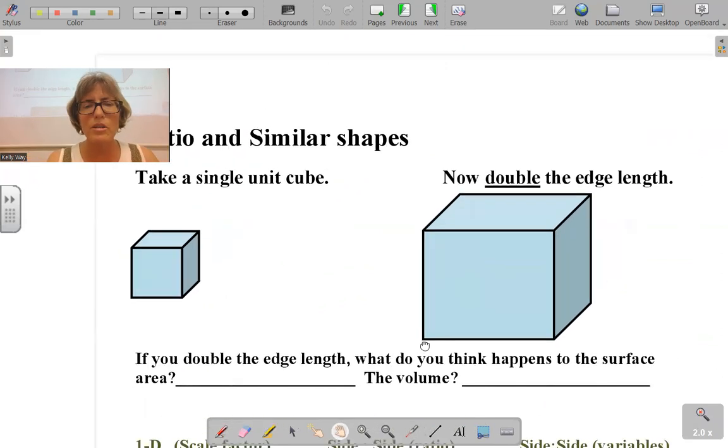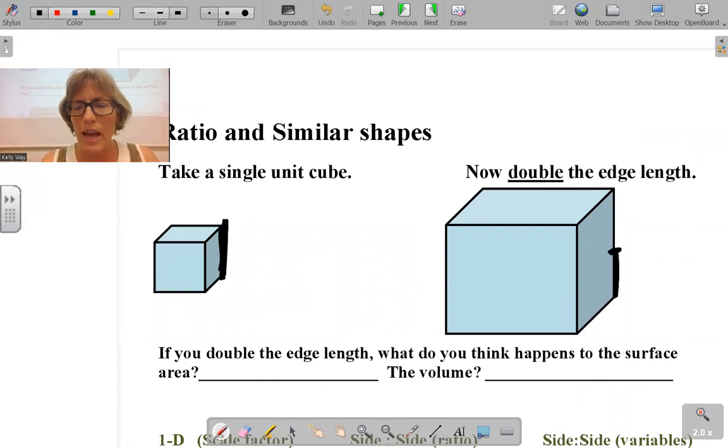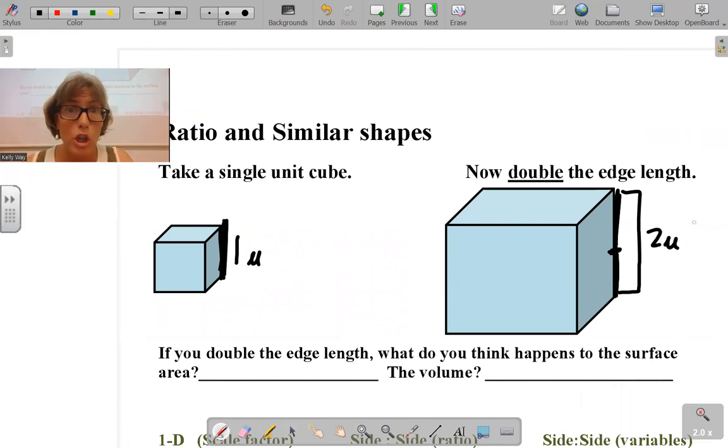Do a quick little demo here. We have a single edge cubed, and now we're going to double that edge. So if this is 1 unit, this is 2 units, what would this look like? What would happen?